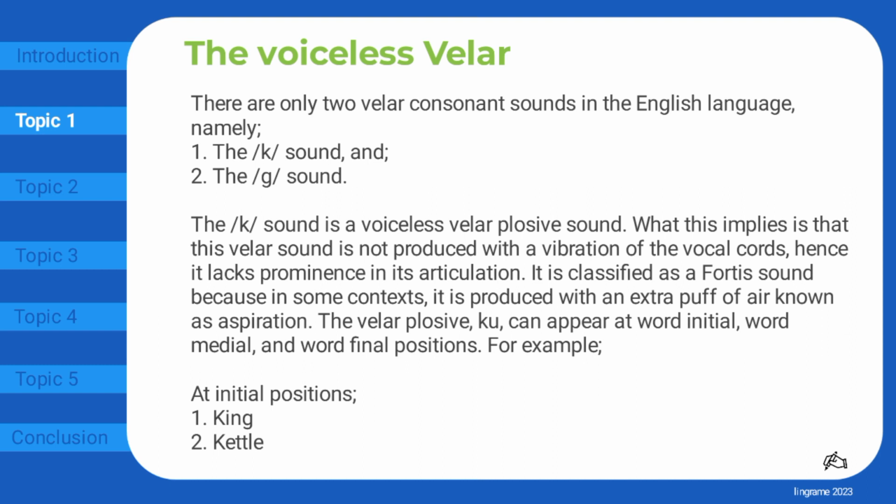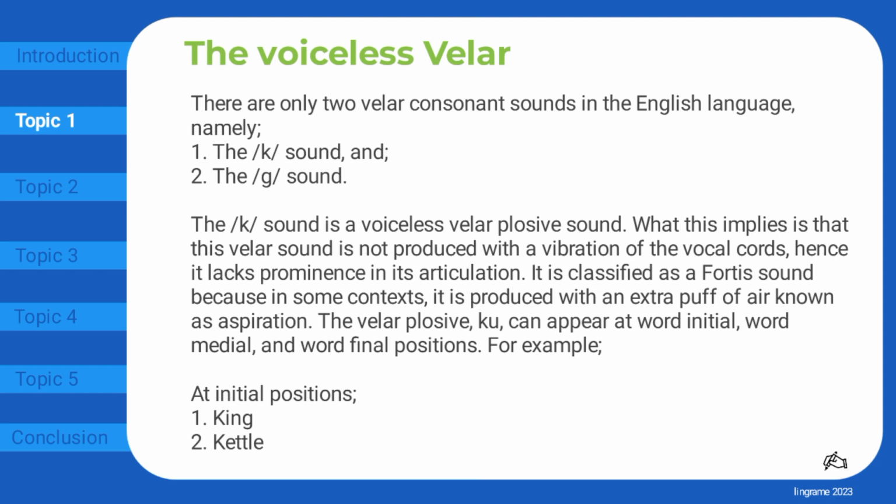There are only two velar consonant sounds in the English language, namely, the k sound, and the g sound. The k sound is a voiceless velar plosive sound. What this implies is that this velar sound is not produced with a vibration of the vocal cords, hence it lacks prominence in its articulation. It is classified as a fortis sound because in some contexts, it is produced with an extra puff of air known as aspiration. The velar plosive, k, can appear at word initial, word medial, and word final positions.